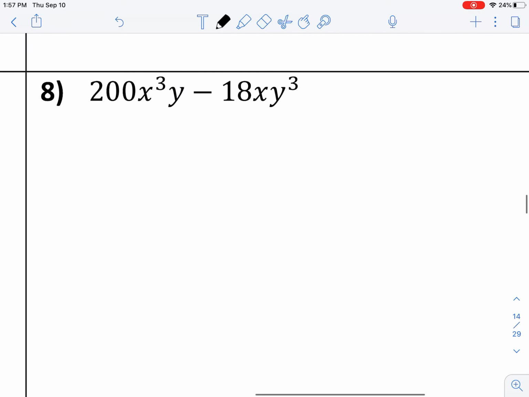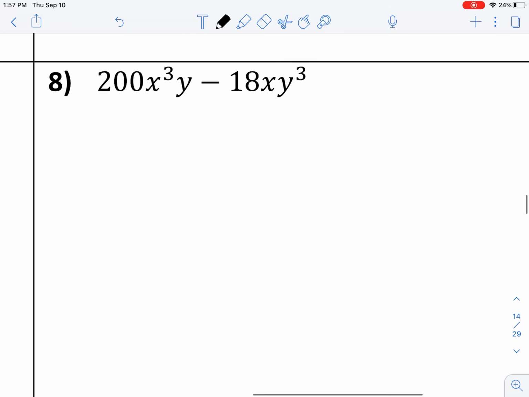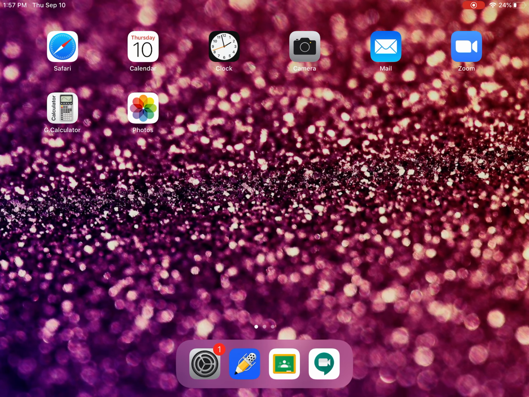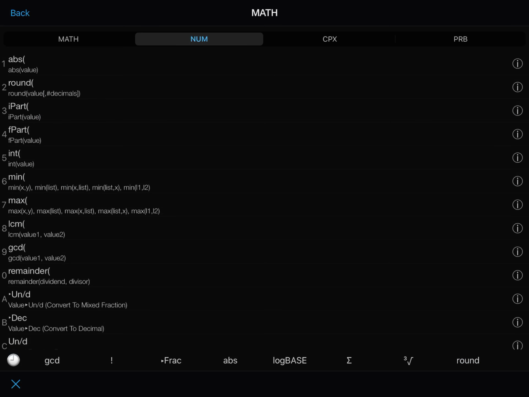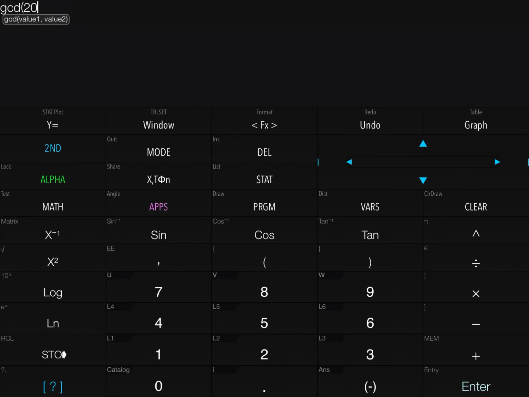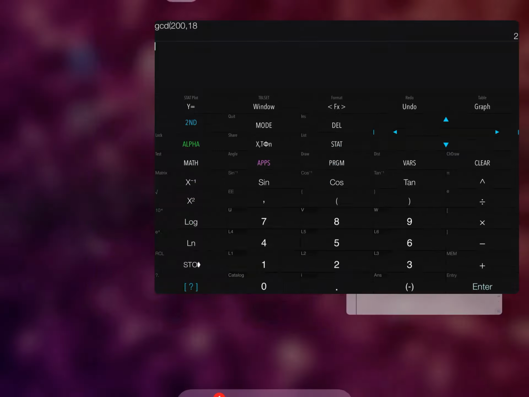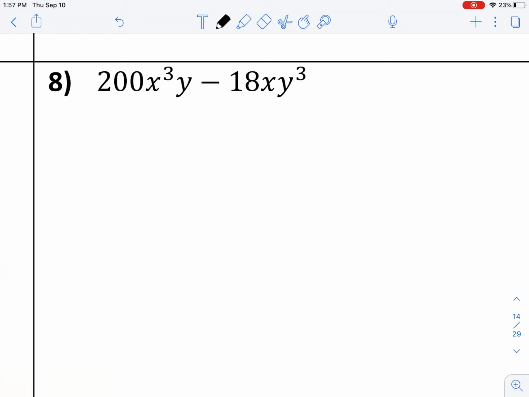Last question. See what 200 and 18 have in common. So we can do math num 9. I mean, I know they definitely can both be divided by 2, but let's see if there's something bigger. So math num 9, 200, 18, enter. Oh no, 2 is the biggest they can be divided by. So these can both be divided by 2.